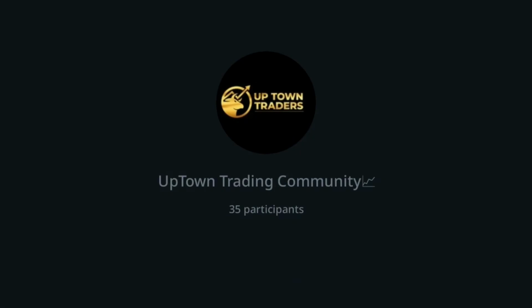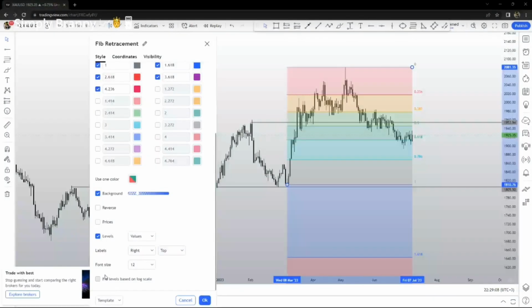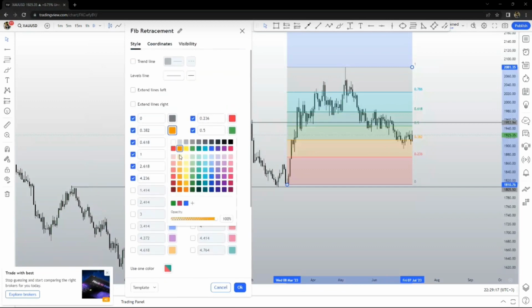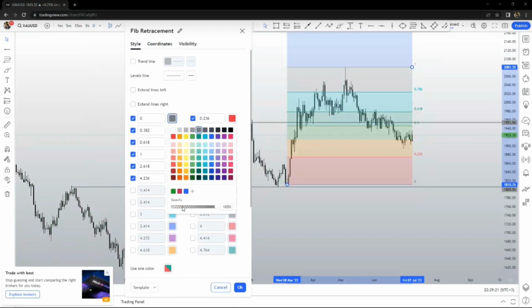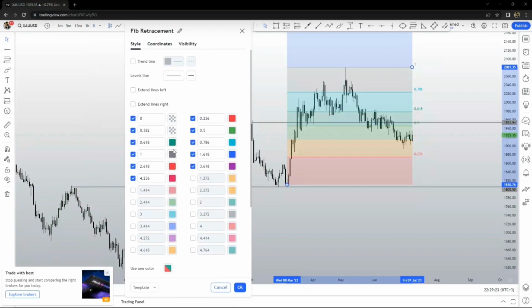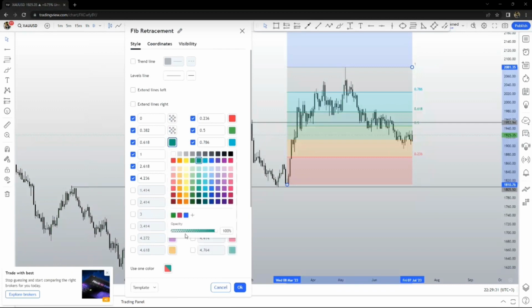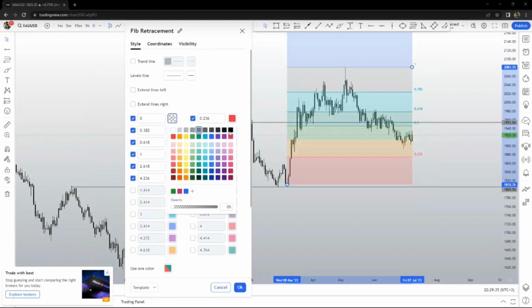I'm trying to reverse. Right. I don't really like these colors. I will just remove them. Oh, no. I will make them black. Yeah, I will make them black.